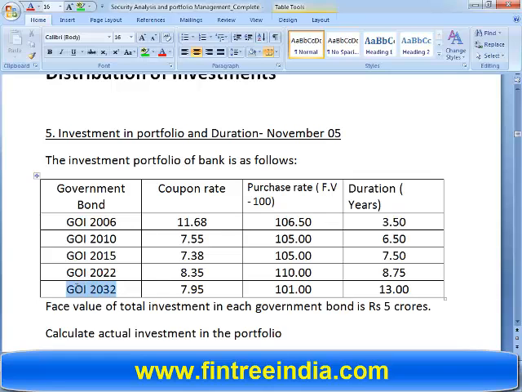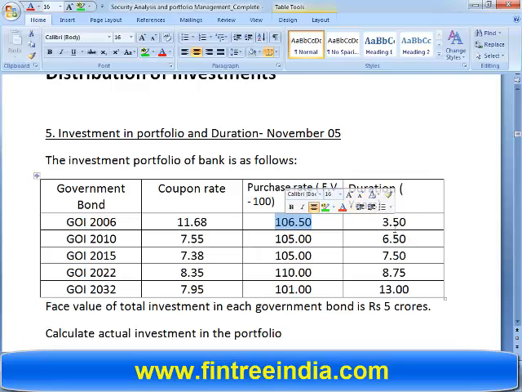What are you saying? Coupon rate: 11.68, 7.55, and so on and so forth here. Then purchase rate. Face value is 100, but we purchased at 106. We purchased at a premium or discount? Premium, because it is more than 100.